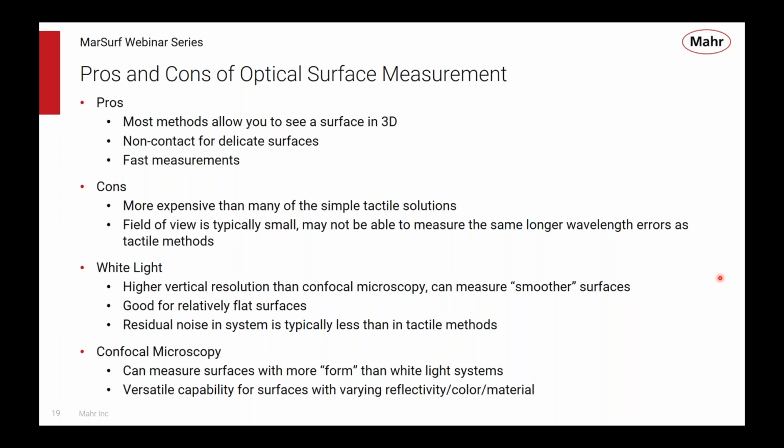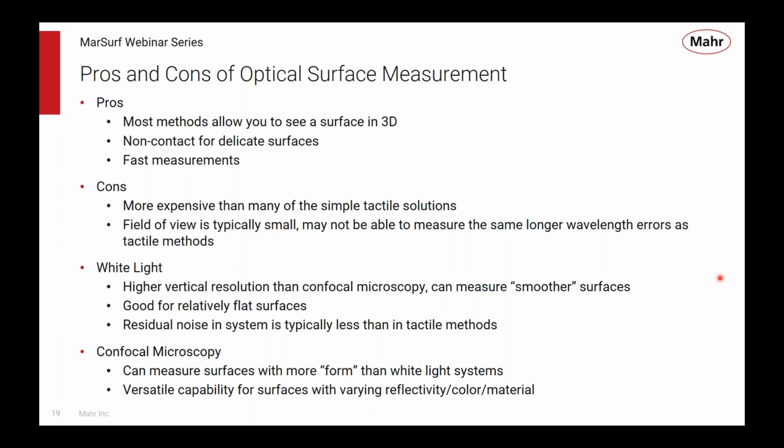Well, if it's got pros, it's probably got cons. So what are the cons? Well, most typical ones that people would talk about is there is no optical solution for $2,000 or $3,000 like there is with a skidded tactile surface finish. So it's more expensive. And functionally, the field of view is fairly small, usually a few millimeters by a few millimeters. So you may not be able to measure the same longer wavelength kind of errors that you can with the tactile methods. For a lot of surface roughness characteristics, that's okay, because it's the little stuff we're looking for.